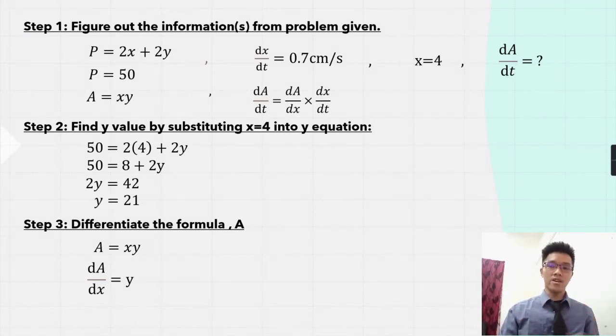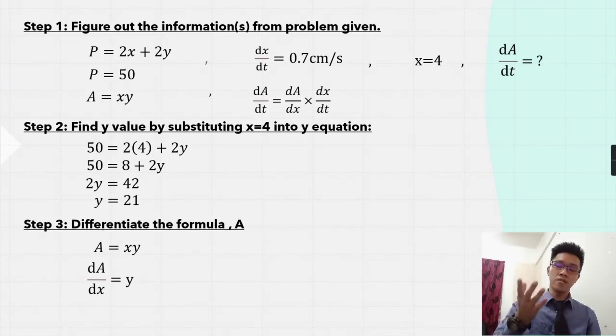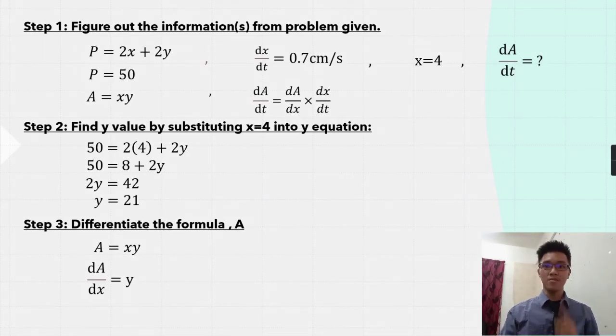Step number 3, differentiate the formula of area. A equals xy. Differentiating x to the power of 1, we multiply by 1, and x to the power of 1 minus 1 is x to the power of 0, so it equals 1. So 1 multiplied by y, which means dA over dx equals y. We already found y equals 21, so substitute in, and remember that.